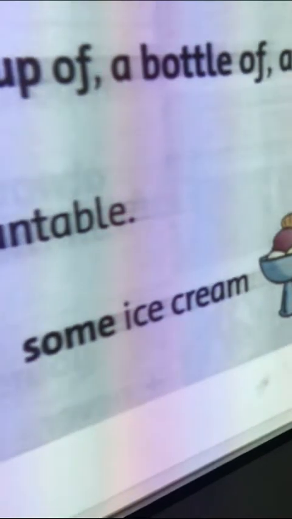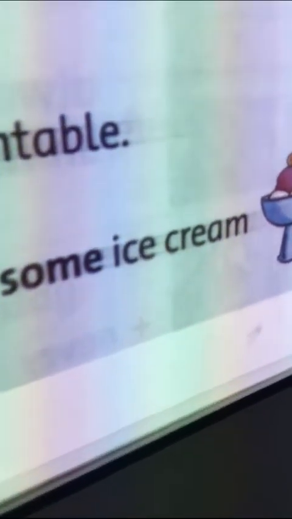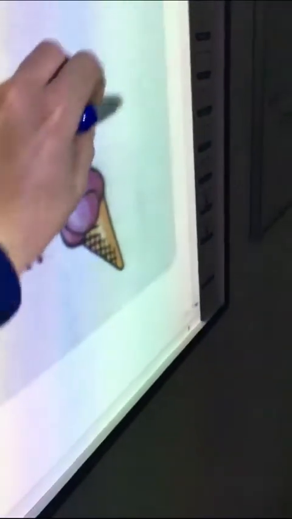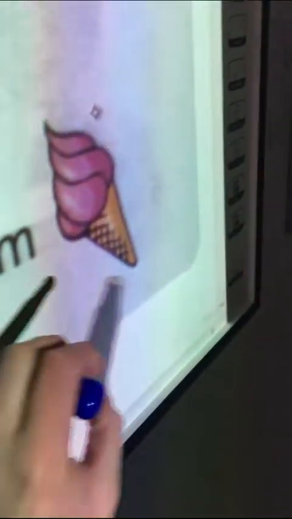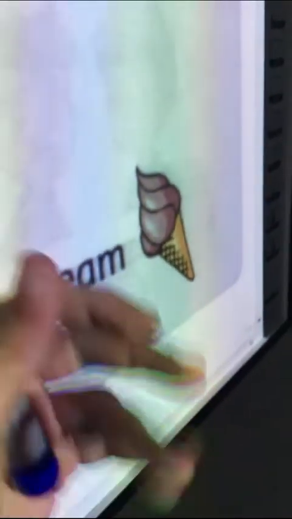Some ice cream. An ice cream here is countable. And here, some ice cream is uncountable. I mean an ice cream, all of it, I can count it. Like one ice cream, two ice creams, four ice creams. If I mean this one, I don't mean an ice cream.